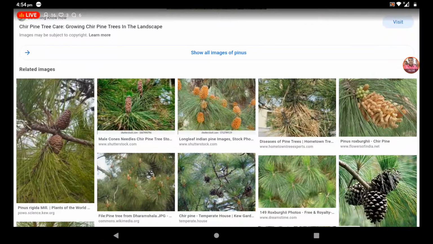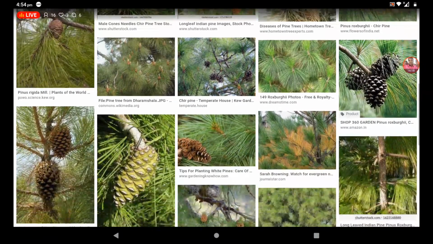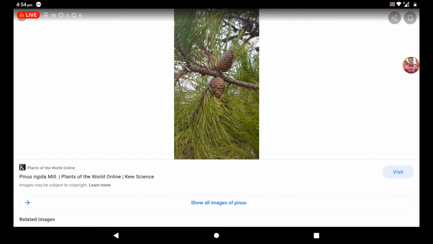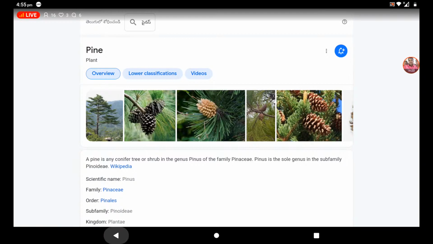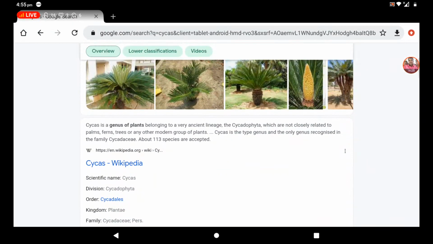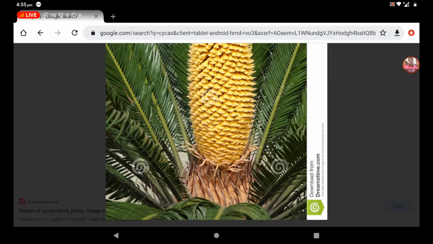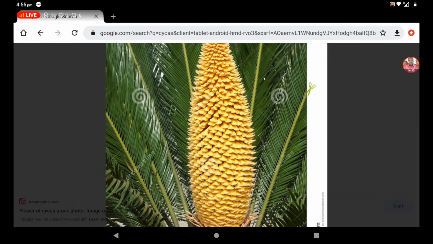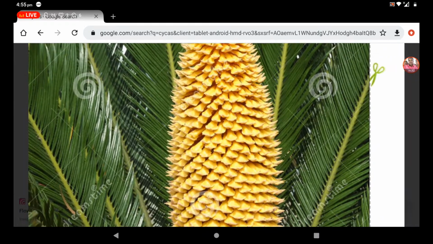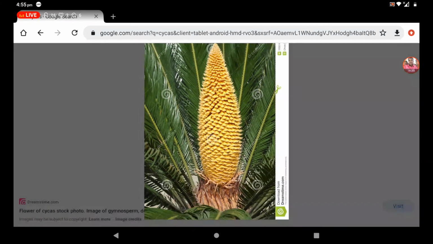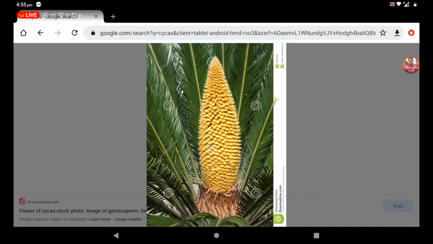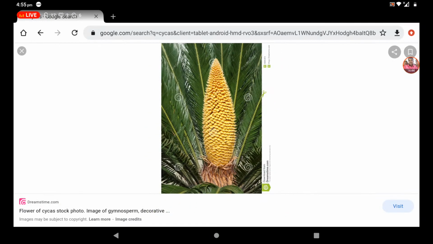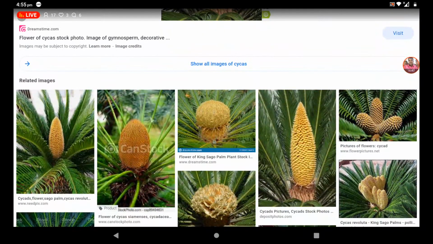If you take Cycas, as we just showed, Cycas is dioecious. That means a male plant separately will have male cones and a female plant will have female cones. So male plant is separate, female plant is separate. They have only one, either male cone or female cone. That's why Cycas is the best example for dioecious condition.